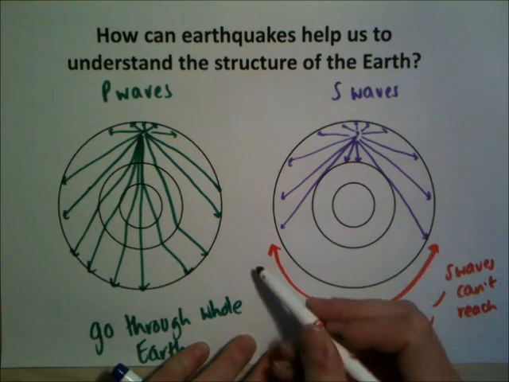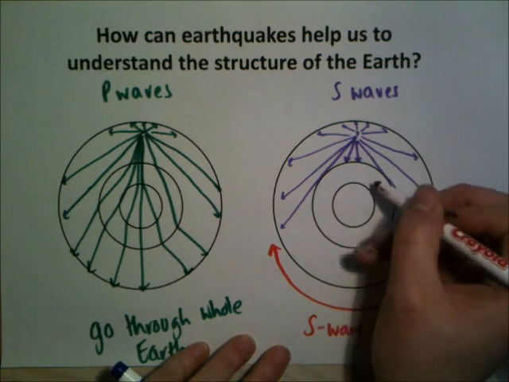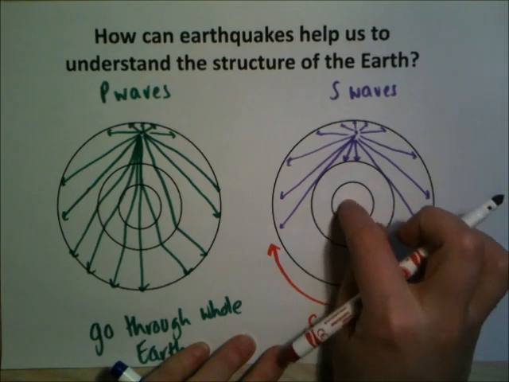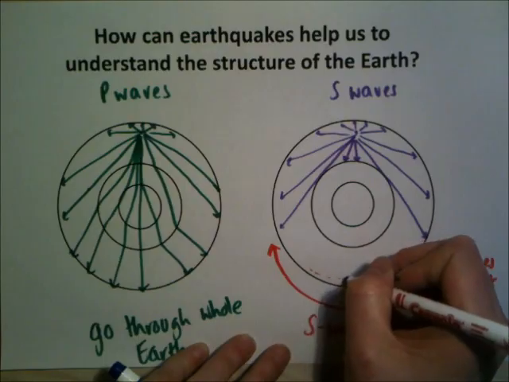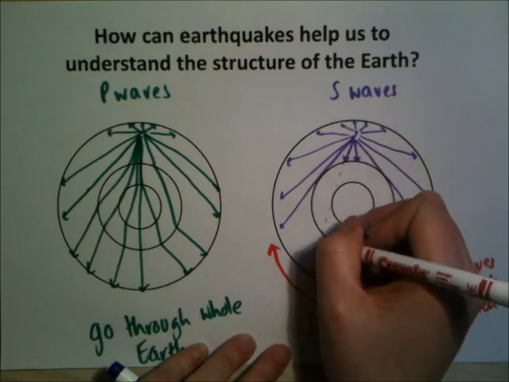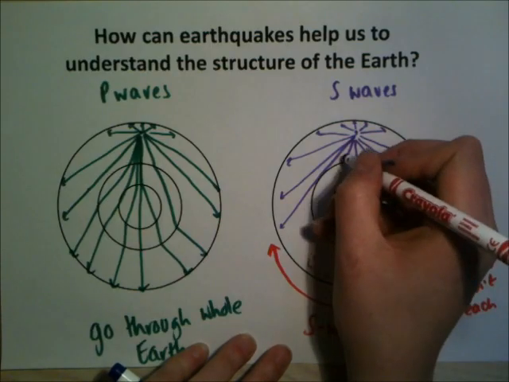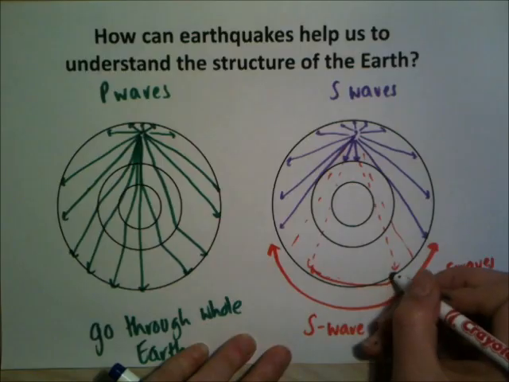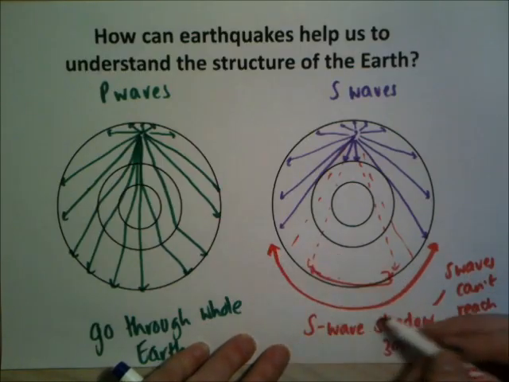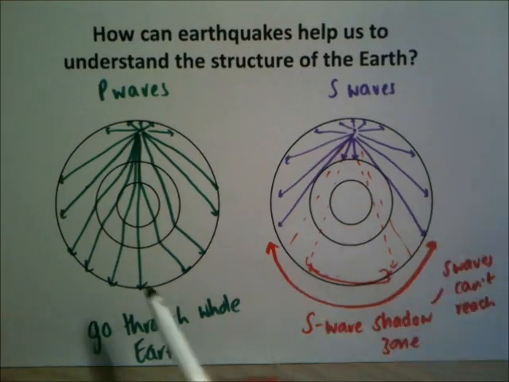The size of this shadow zone tells us how big the core is. Because if the core, say if this part was only liquid, then the S waves would be able to get through this bit, and the shadow zone would be smaller, it would be like this. And if the outer core was solid, then you'd be able to get things through there, and you'd just get a shadow zone here. So from the size of our shadow zone, we can work out how big the core is, and because S waves can't get through it, but P waves can, we know that it must be liquid.